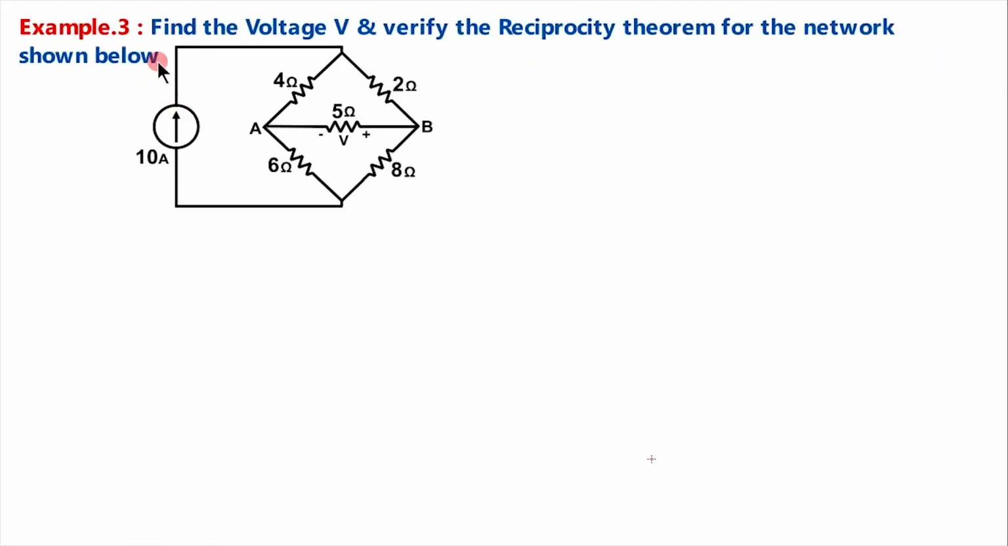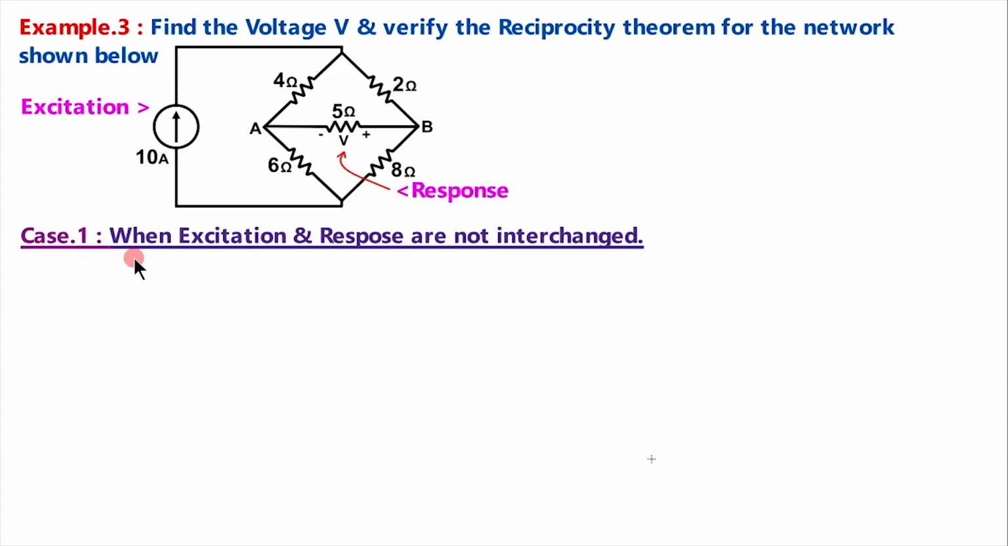In example 3, we are asked to find this voltage V when a 10 ampere source is there, and then we have to verify the reciprocity theorem for the network shown. Here this 10 ampere is the excitation and this V is the response. Case 1, we will find the response when the excitation and the response are not interchanged.